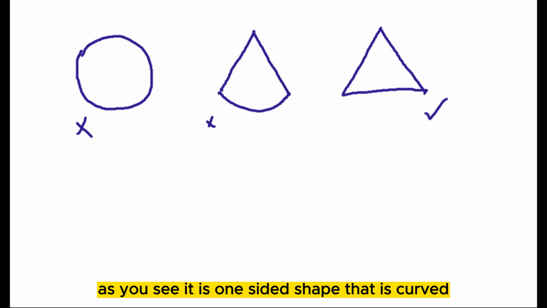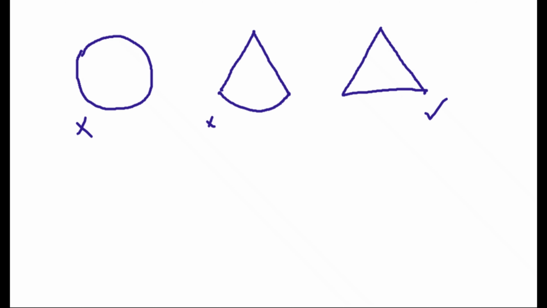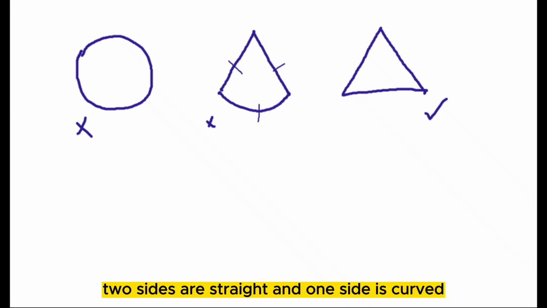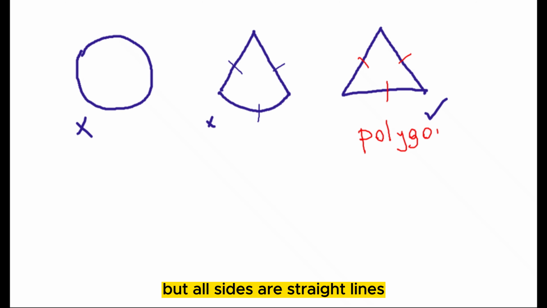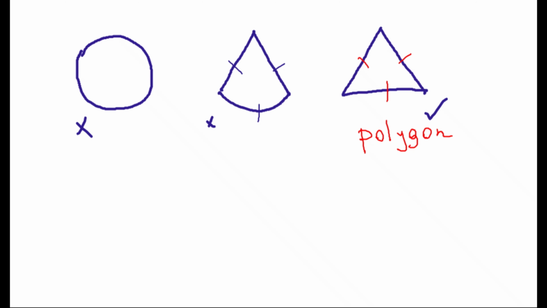As you see, it is a one-sided shape that is curved. As you see, it is a three-sided shape. Two sides are straight and one side is curved. And as you see, it is also a three-sided shape, but all sides are straight lines. So this is a polygon. What is a polygon? A polygon is a shape that has only straight sides.